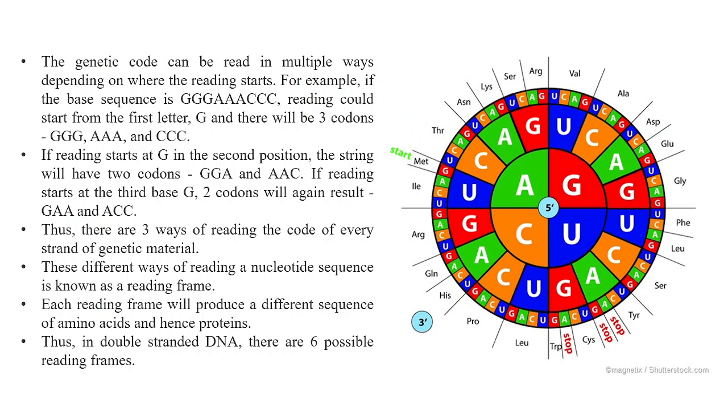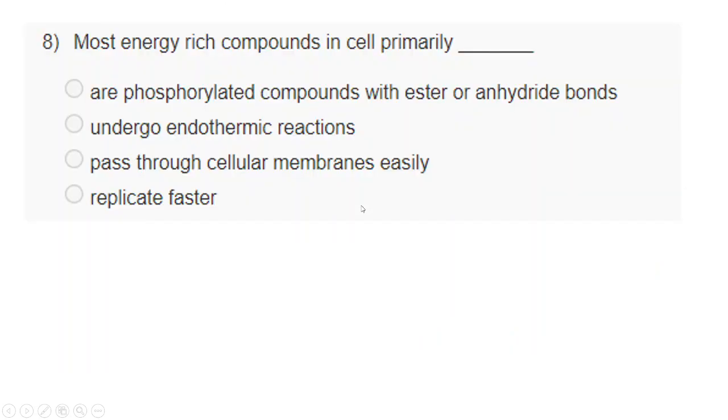So this is the previous slide that I had shown. For every sequence there will be three reading frames, and in the case of double stranded DNA there will be 6 reading frames. I'm not explaining this again because we have already covered this. Most energy rich compounds in the cell primarily, anybody?